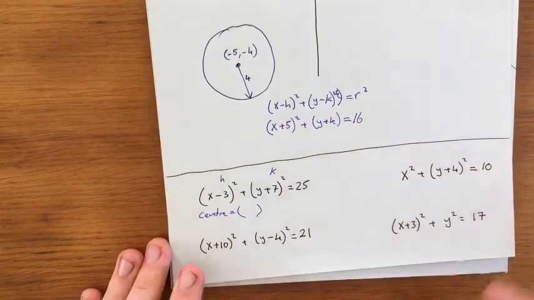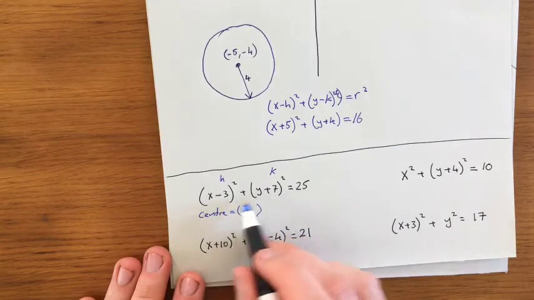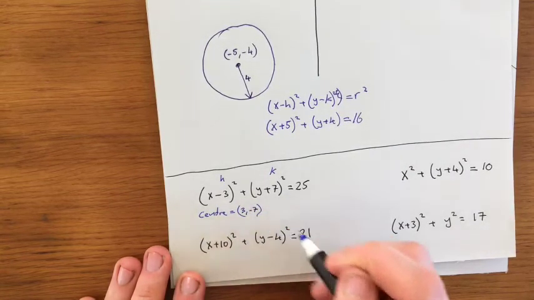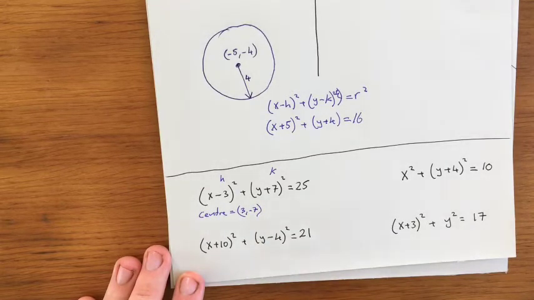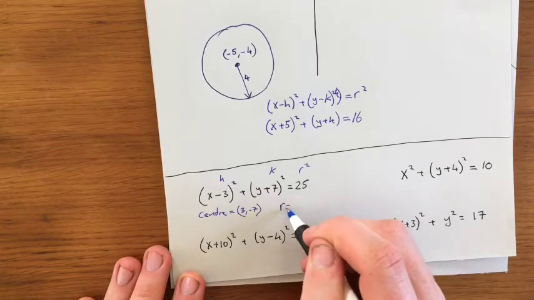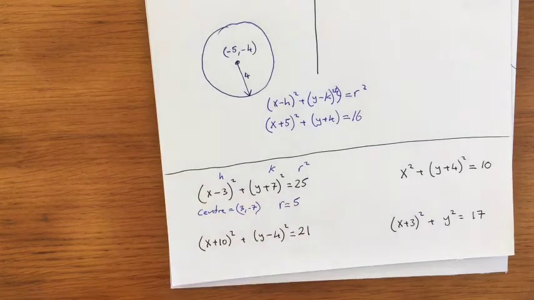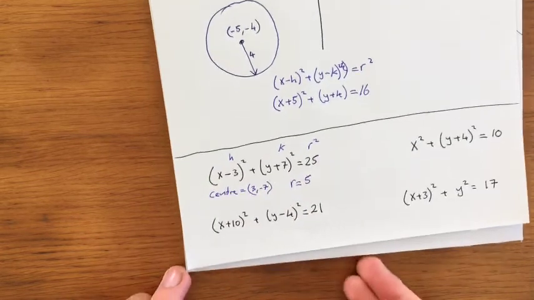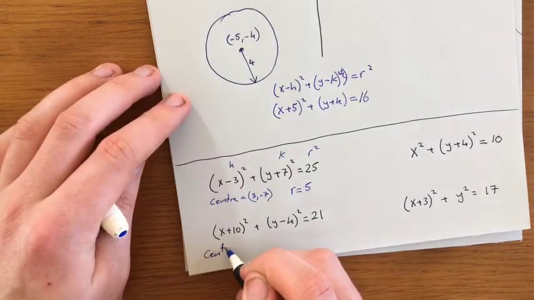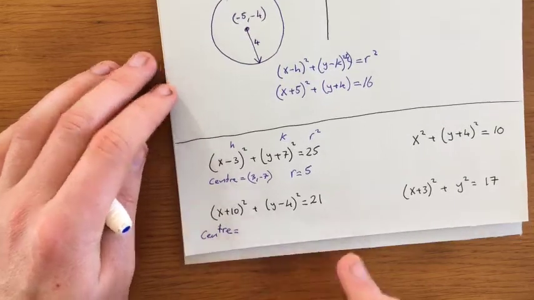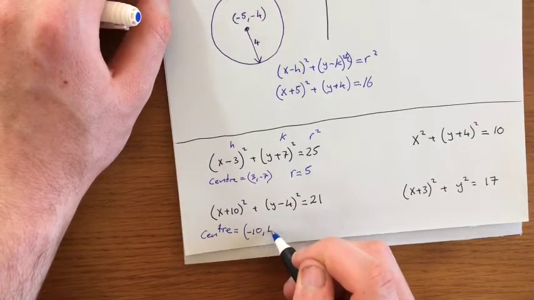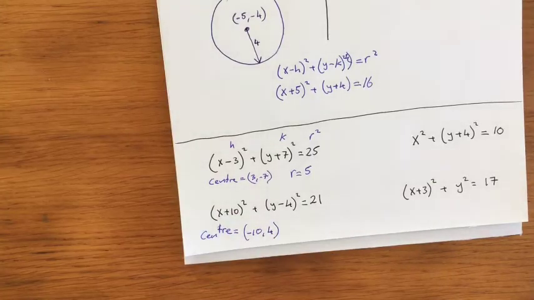So if we look down here, the center of this circle is going to be 3, minus 7. And this thing here is r squared, so the radius of this circle has to be 5. If we look at the next one, the center of this one here is clearly going to be minus 10, 4, because we changed the signs.